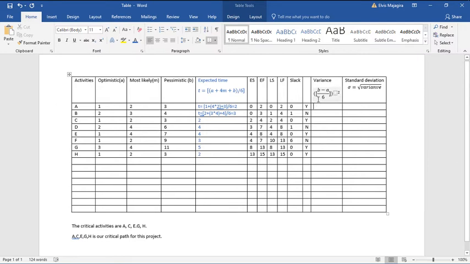Well, you have your calculator. You first deal with B minus A, then the answer you divide by 6, and then everything is squared. Just to save us time, you should get here 0.11, here 0.11, here 0.11, here 0.44, you should get 1. Here you should get 0.777, but you round it off, which should be 0.78. Here 0.78, and here 0.11. Okay, these are our variances for each of the activities.